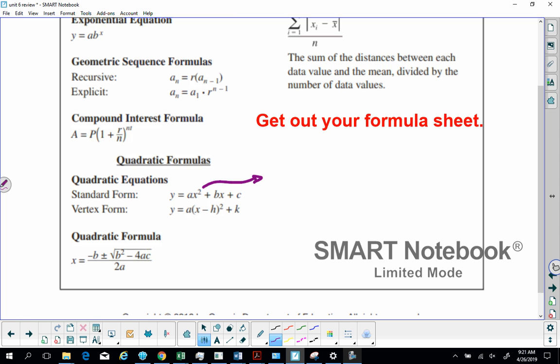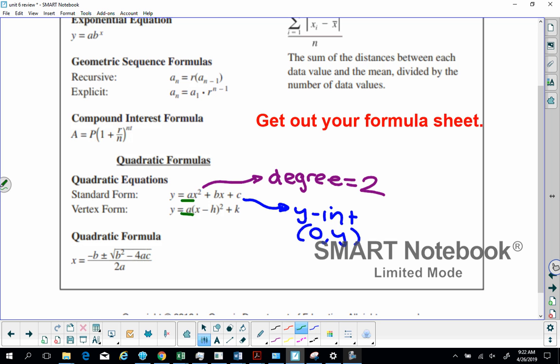Quadratic. So we know if there's a 2 in the exponent, what's the highest exponent? What's the vocab word for that? Degree. So if the degree is 2, we know that it is quadratic. Cool. The C, my constant, remember, is up and down, but it's also your y-intercept. Your A's in both of them is your leading coefficient.